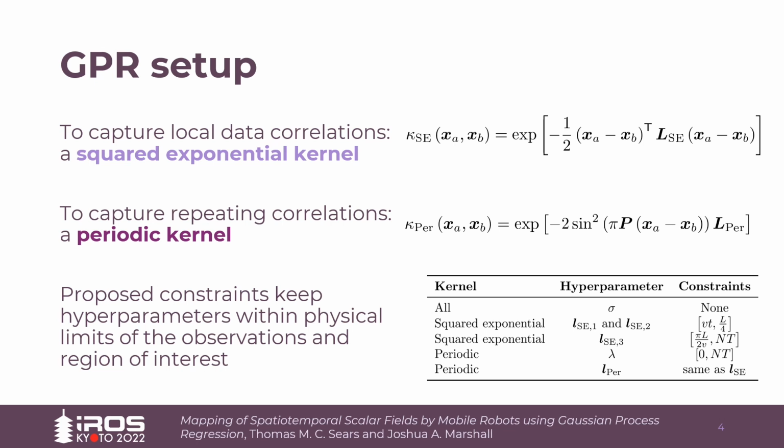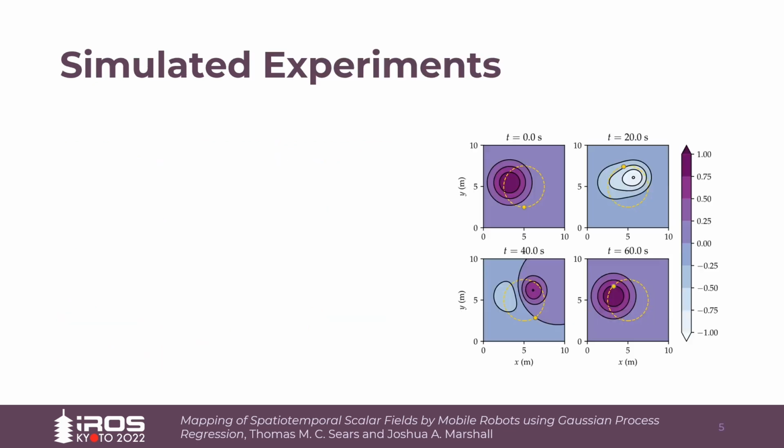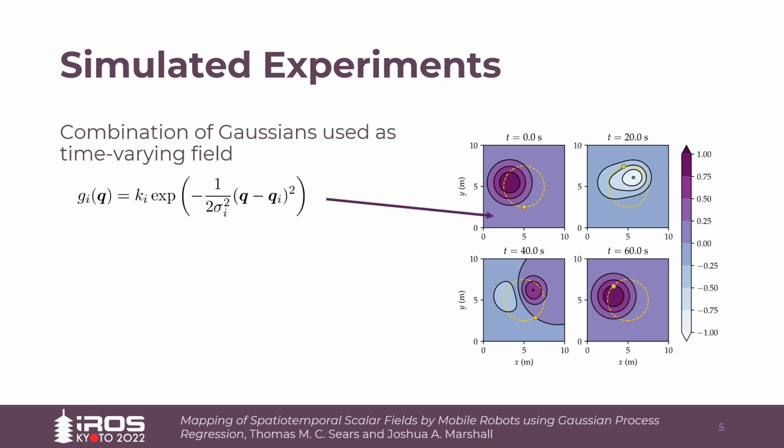Now, as a means to limit overfitting of the model, we consider hyperparameter constraints based on vehicle speed, v, the size of the region of interest, L, and the length of the test, nt. These are applied to set a practical minimum and maximum value to our hyperparameters. With this setup complete, we move to a simulated two-dimensional experiment to test the relative performance of the kernel functions and constraints. In the simulation, a spatiotemporal field was created with an oscillating radial basis function.